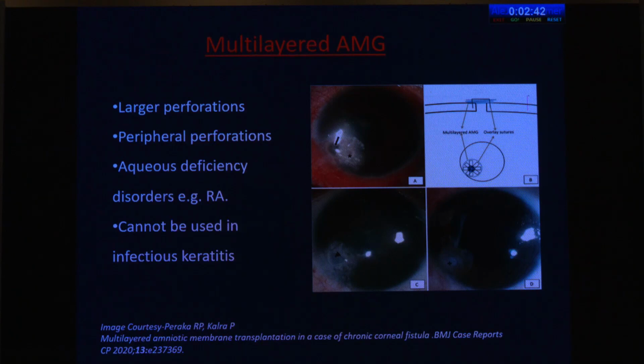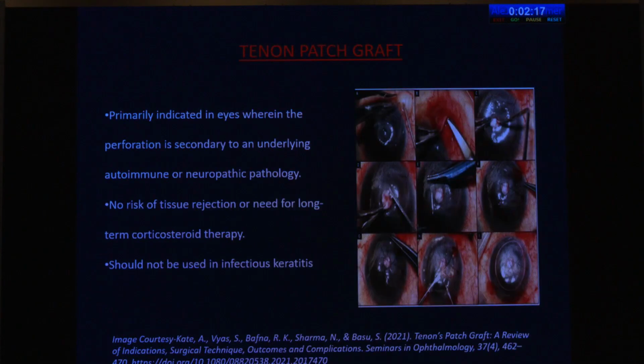So in the cases of peripheral larger perforation which cannot be managed with glue alone, we can use a multi-layered AMG along with overlay sutures and the fibrin glue. It's especially useful in the cases which are associated with aqueous deficiency disorder, for example, rheumatoid arthritis. AMG gets integrated into the healing stroma and provides tectonic stability to the globe. But it cannot be used in the cases of infection.